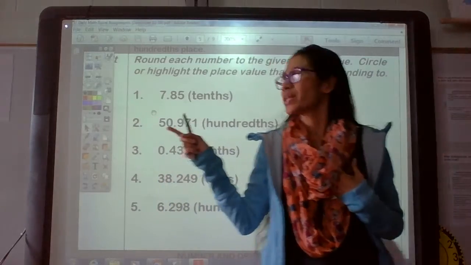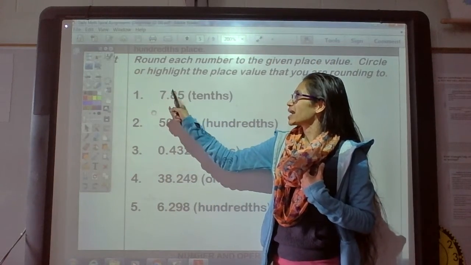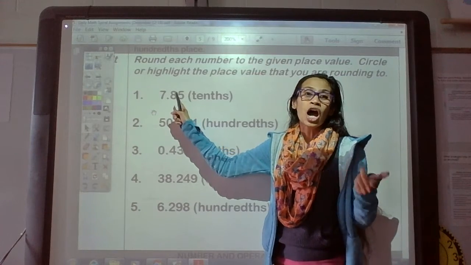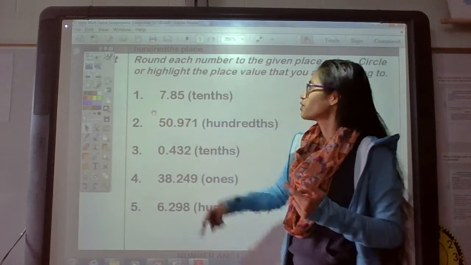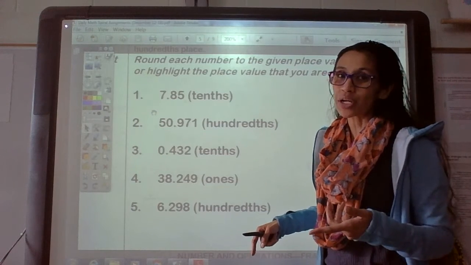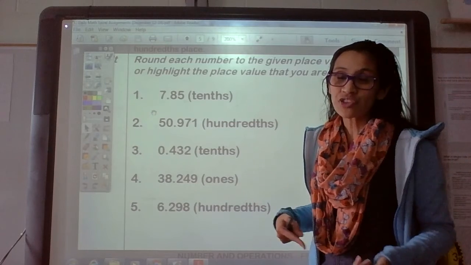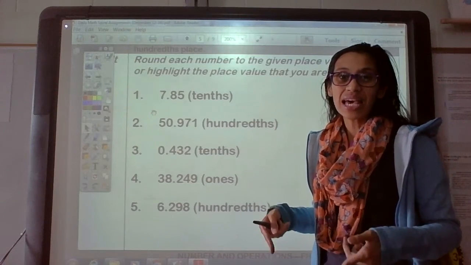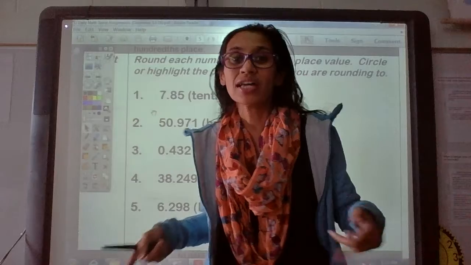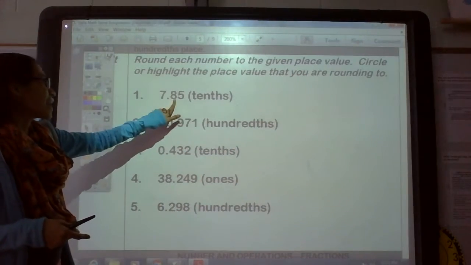Look at number 1. Read that number with me. It is 7 and 85 hundredths. And we are rounding that to the tenths place. Which number is in the tenths place? Remember, it's right after the decimal, and you say tenths, hundredths, thousandths. So it's the first digit after the decimal, which is that 8.